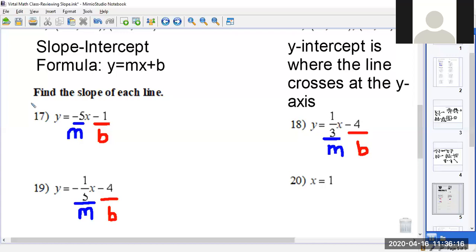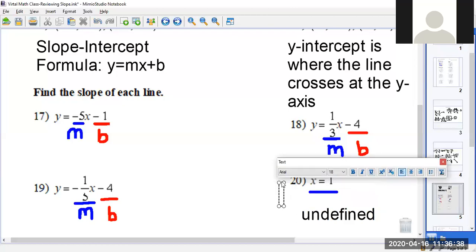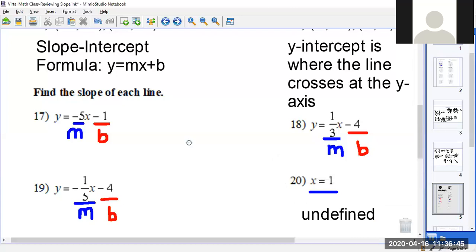Anytime you ever see anything like this, x equaling something, it is undefined. I'm going to explain why, because that's what y'all want me to do. The reason why this is undefined is, remember, with slope, we have to follow y equals mx plus b. So y has to equal something.